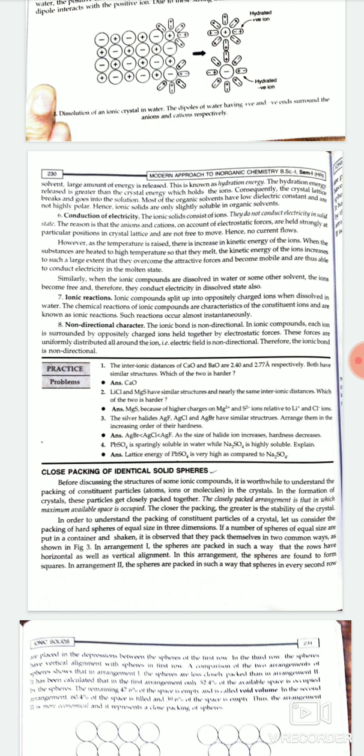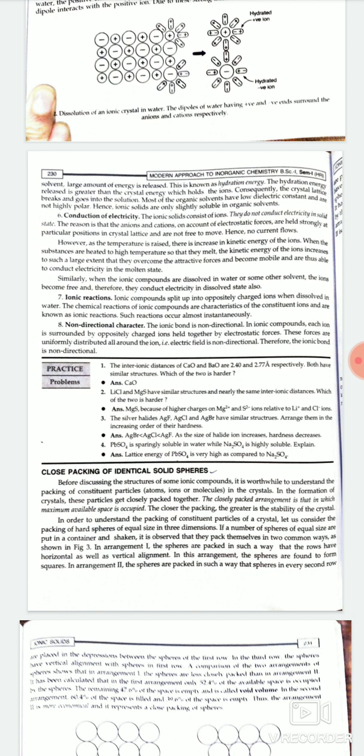Sixth is conduction of electricity. The ionic solids consist of ions. They do not conduct electricity in the solid state. The reason is that anions and cations, on account of electrostatic force, are held strongly at particular positions in the crystal lattice and are not free to move. Hence, no current flows.